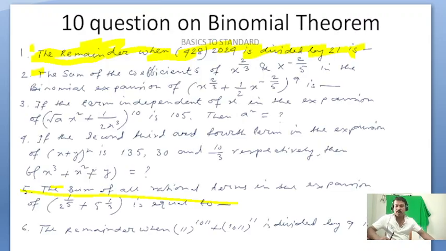This is the important thinking of binomial theorem. Now come to the next question, that is: the sum of the coefficients of x to the power 2/3 and x to the power minus 2 by 5 in the binomial expansion of (x to the power 2/3 plus half into x to the power minus 2 by 5) whole to the power 9 here. Okay. So we find the sum of the coefficients.